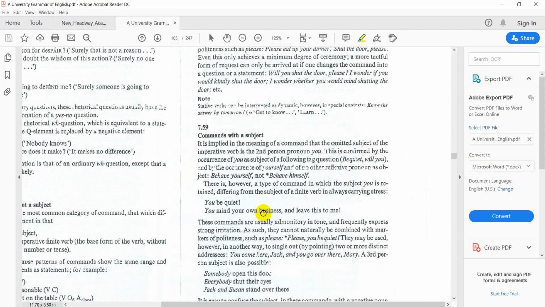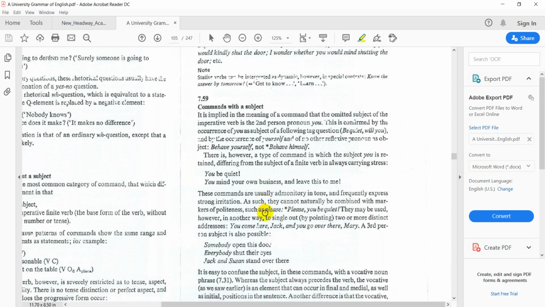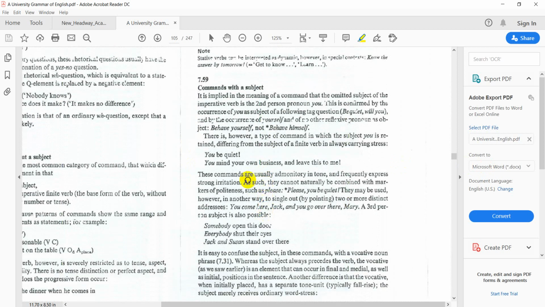And now let's move to section 7.59, commands with a subject. This is very important because typically we don't have commands with a subject. So this is a special case. It is implied in the meaning of a command that the omitted subject of the imperative verb is the second person pronoun you. We all know that.